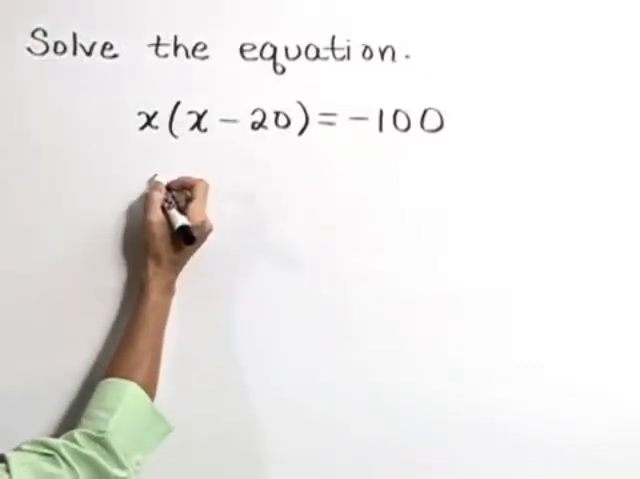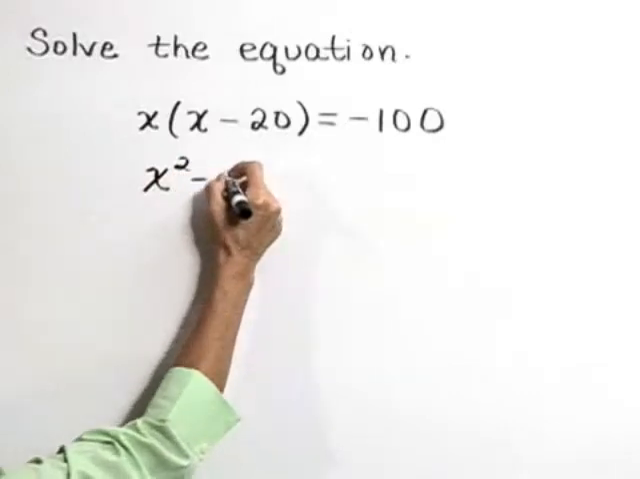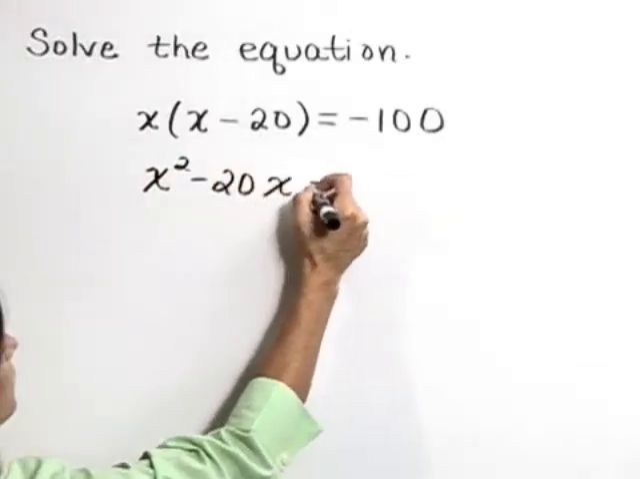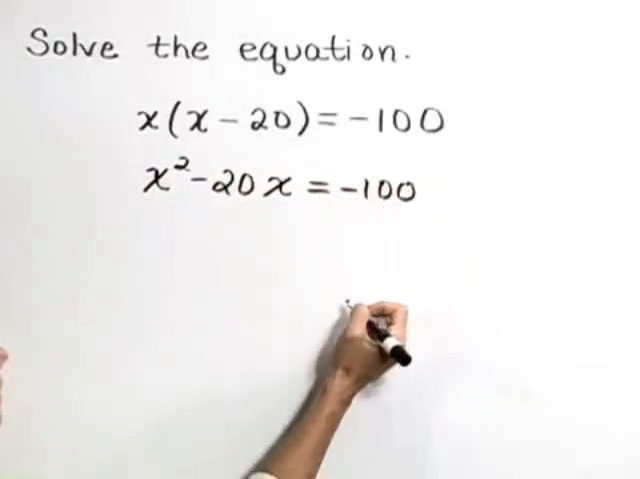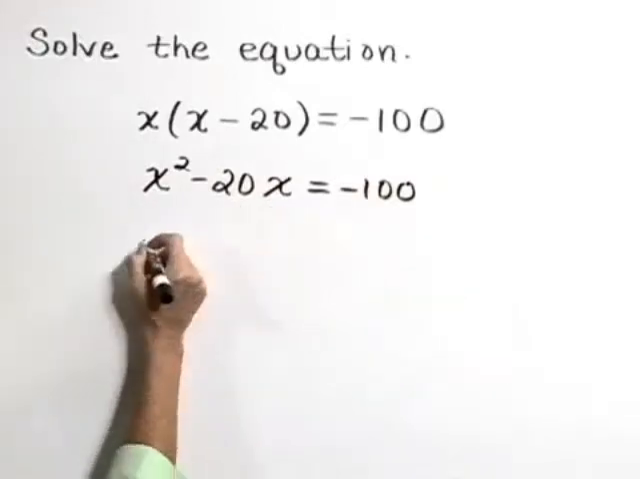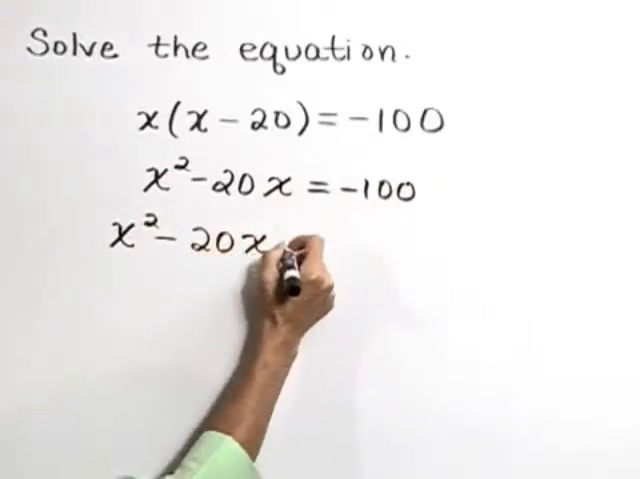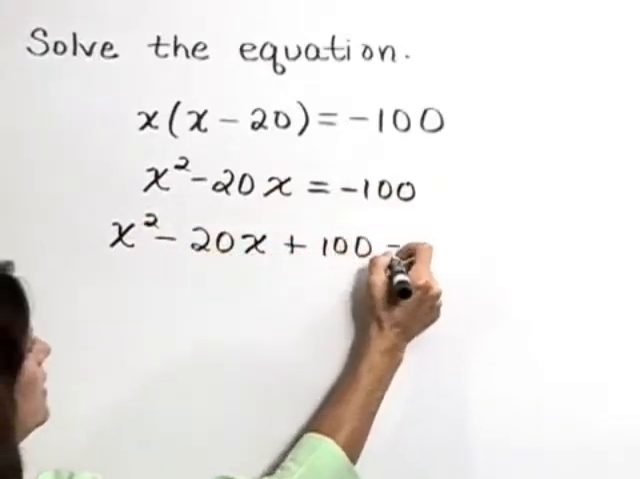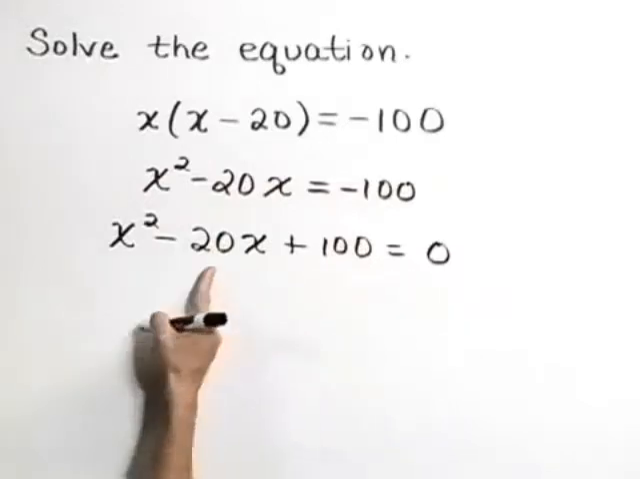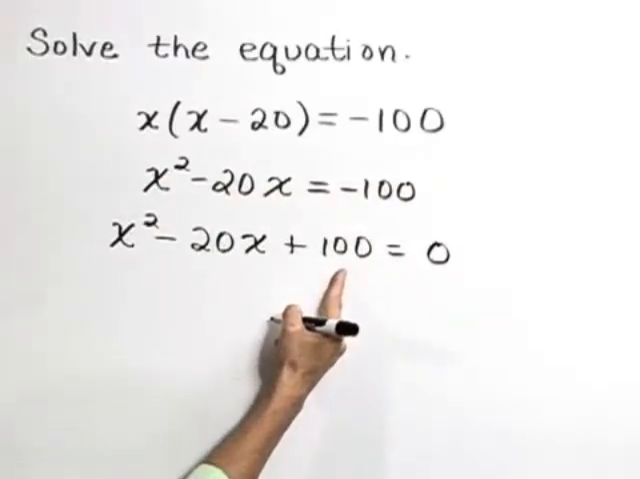Starting by using the distributive property on the left-hand side, we'll get x squared minus 20x. And let's add the 100 to the left so that we can have this set equal to 0. So x squared minus 20x plus 100 is equal to 0. We have it in standard form. Now let's factor this left-hand side.